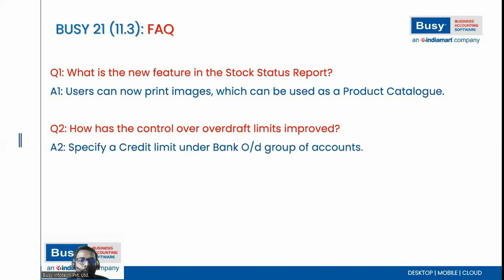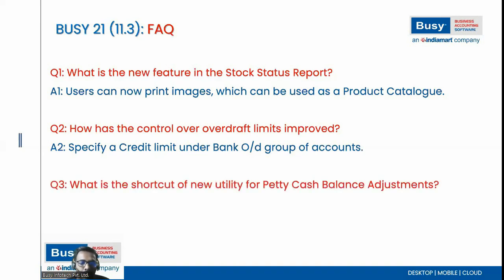In the current release, we made a provision so that you can specify the credit limit, so it can give a warning message if the credit limit is exceeded. What is the shortcut of the new utility for petty cash balance adjustment? If any shortage or excess amount is to be receivable or payable, you should be able to adjust it along with your journal voucher with one shortcut key, Control plus F4.